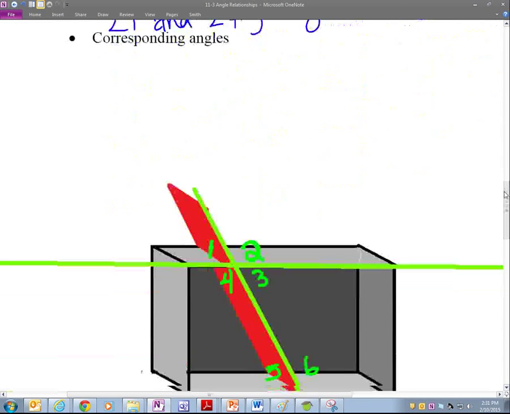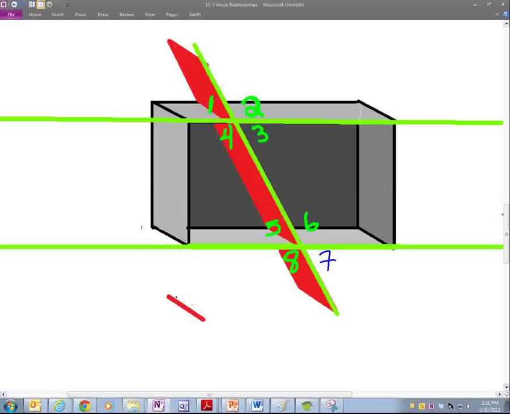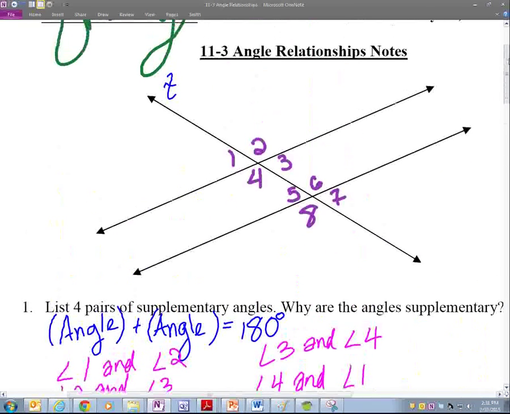Let's see what we got here. Do you guys like that I'm going back to the shoebox? You guys cool with that? Okay. Actually, no, since we're not doing interior exterior on this one, I'm just going to go to the one that you guys see.